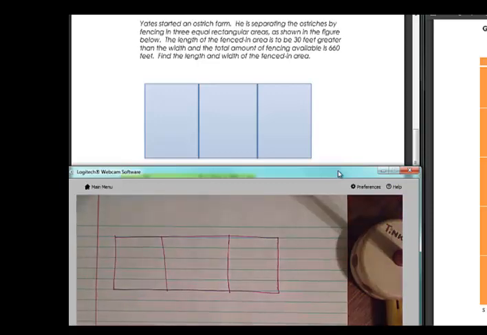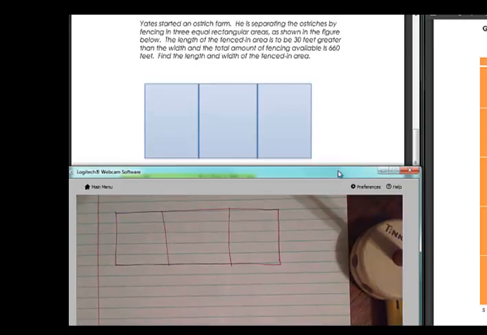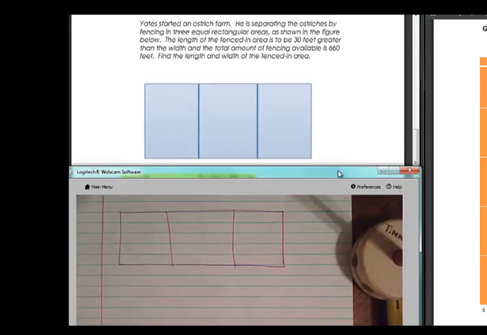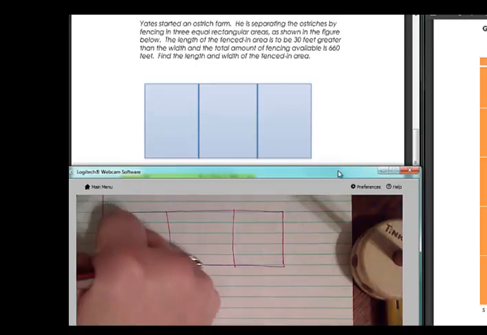Excuse me. So it says Yates is starting an ostrich farm. He is separating the ostriches by fencing in 3 equal rectangular areas as shown in the figure below. The length of the fenced-in area is to be 30 feet greater than the width, and the total amount of fencing available is 660 feet. Find the length and width of the fenced-in area. So again, this is a perimeter problem. He even tells us how much our perimeter is. So we have perimeter is 660 feet.